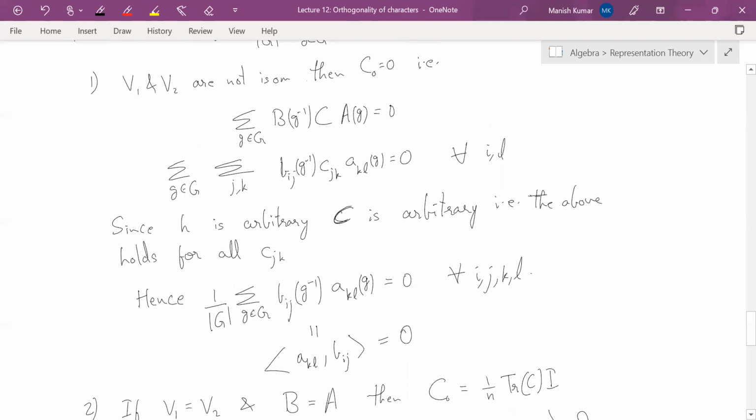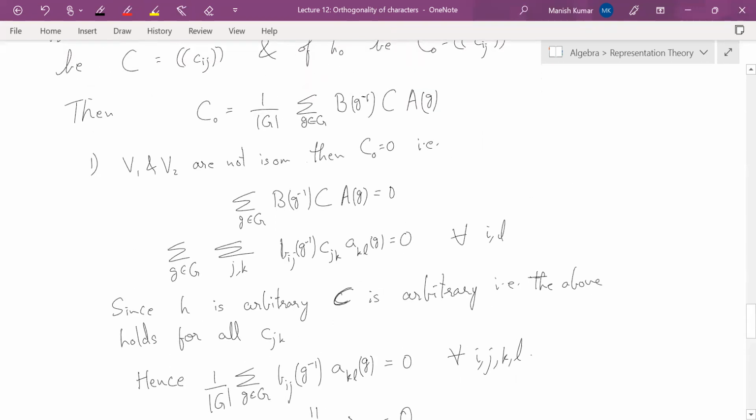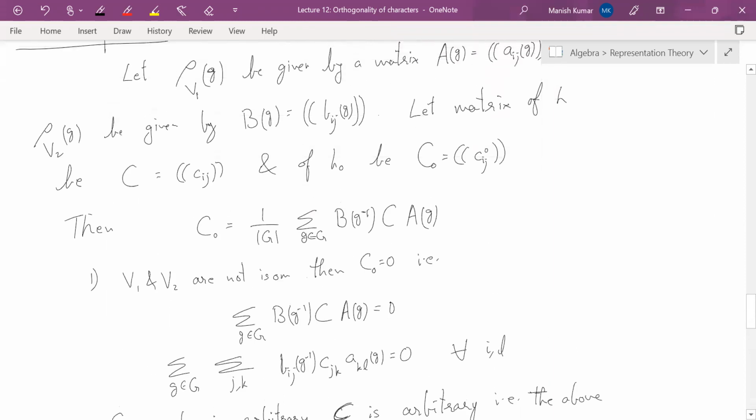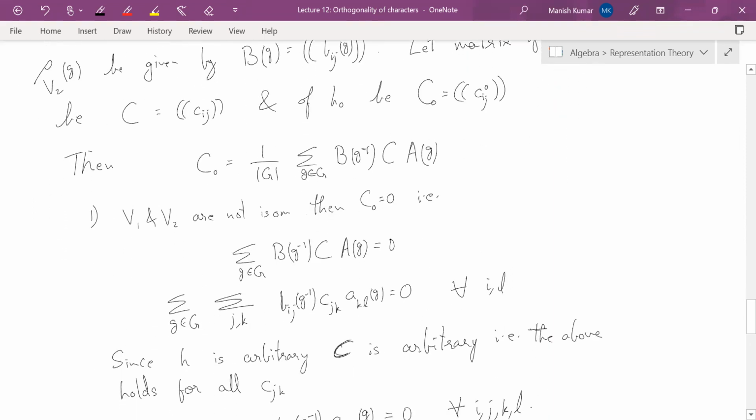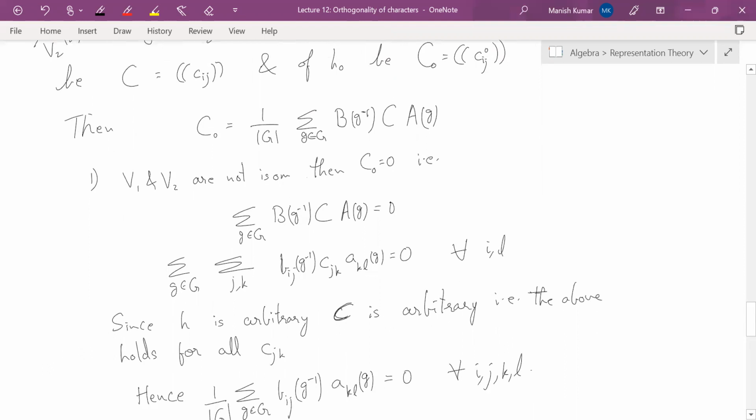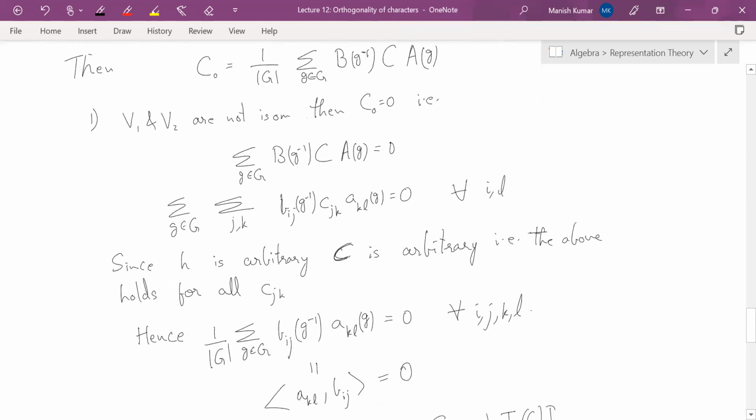Note that H was arbitrary, right? So this identity holds no matter which H you put, or in particular which C you put. So this is 0 if V1 and V2 are irreducible and not isomorphic. No matter which C you put, this identity will hold. So this holds for arbitrary Cjk.